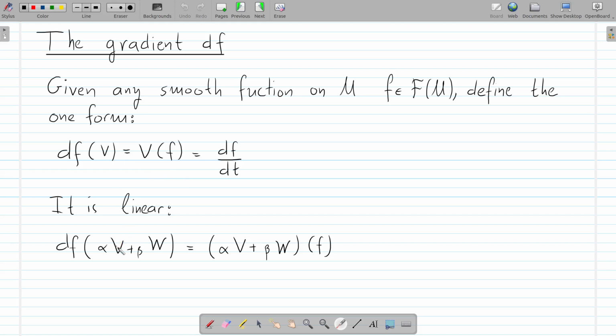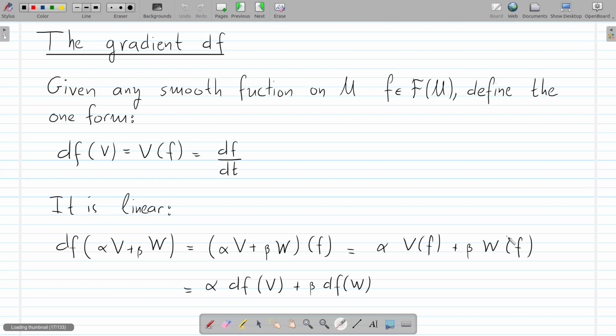This is a one form because it is a linear mapping of vectors. If we consider any two vectors v and w, and the action of the gradient on any linear combination formed with those two, then by definition, the result will be the linear combination of the vectors acting on the function f. But this is a linear operation that gives us the linear combination of the action of v on f and w on f separately. But the action of v on f is by definition the action of the gradient on v, and w on f is the action of the gradient on w. So you see that this is indeed a linear map on vectors.